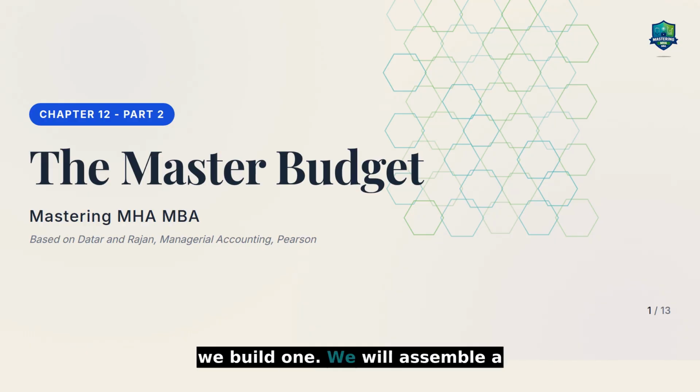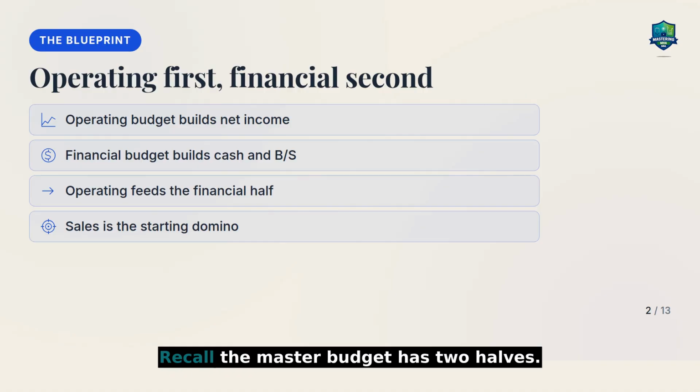Now we build one. We will assemble a master budget in the exact order finance teams use, starting from a single sales forecast and ending with the cash position and balance sheet. Each step feeds the next, so order is everything. Recall the master budget has two halves: the operating budget, which builds up to a projected income statement, and the financial budget, which builds the cash budget and budgeted balance sheet. We build the operating half first because its results feed the financial half. And the whole sequence starts with one number that knocks over every other domino: the sales forecast.